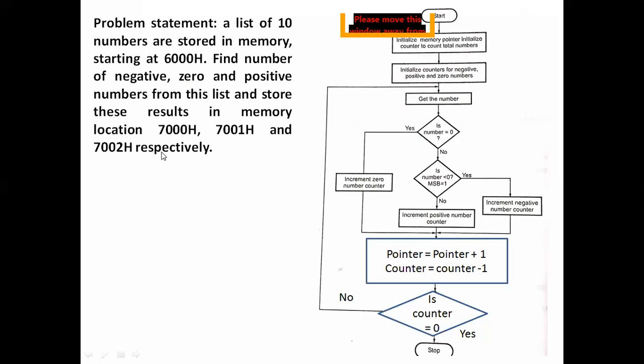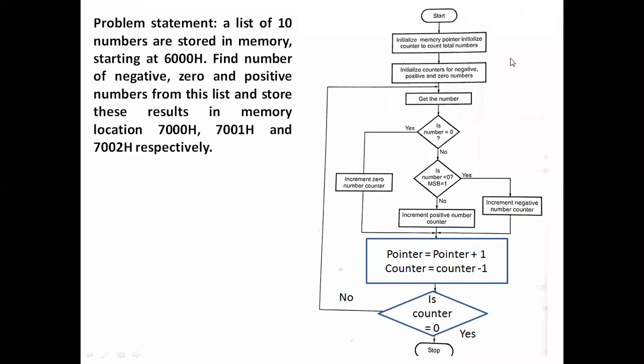So what you have to do is take the number and test whether it is negative, zero, or positive, and do the counting. Once you find a number to be negative, you have to count it. Another number you test, you have to count it. But first you have to detect whether the number is negative, positive, or zero. And once you get that, you have to use a counter for counting it.